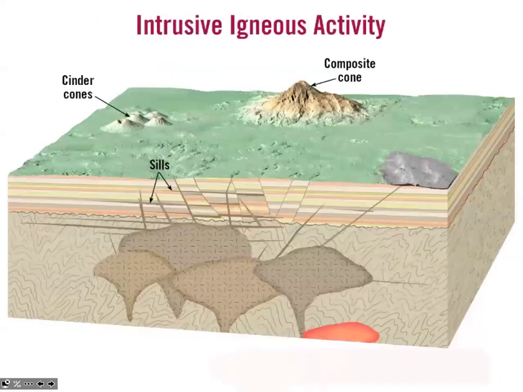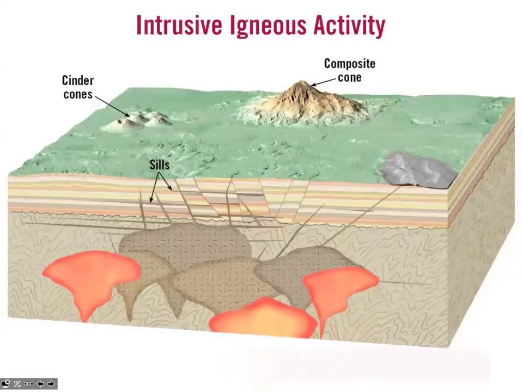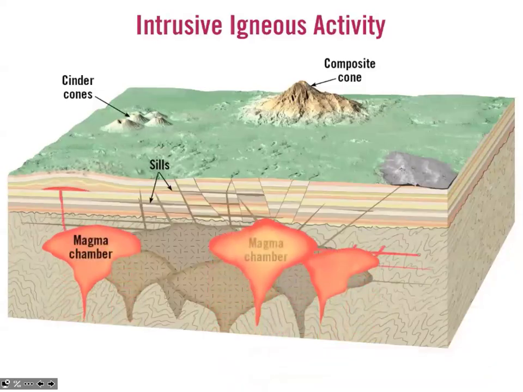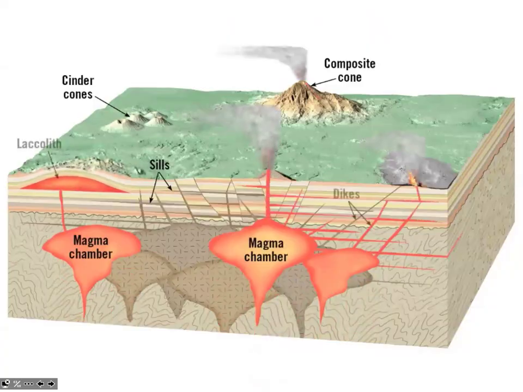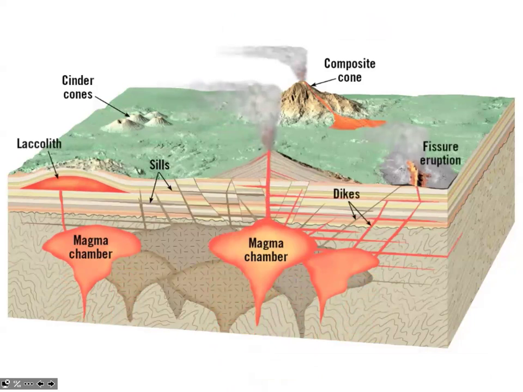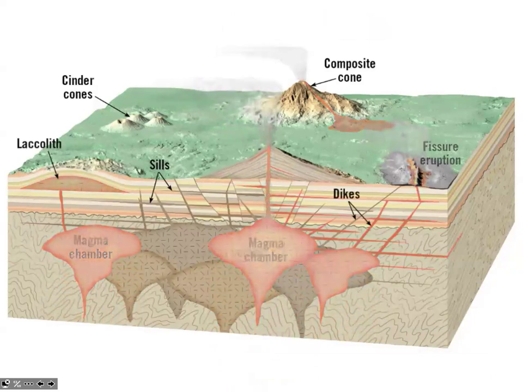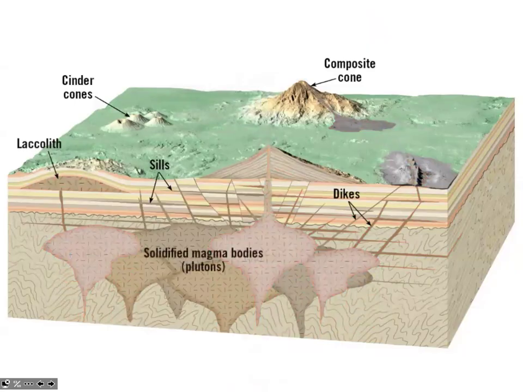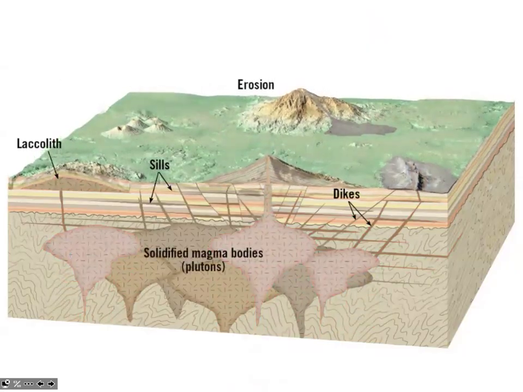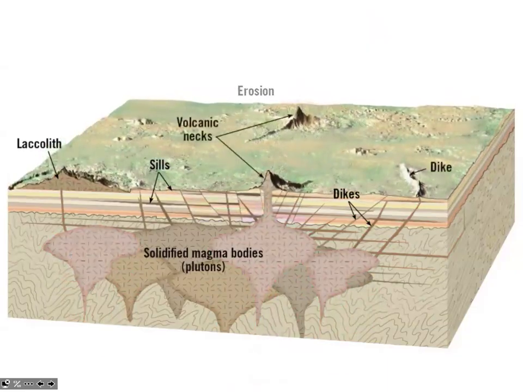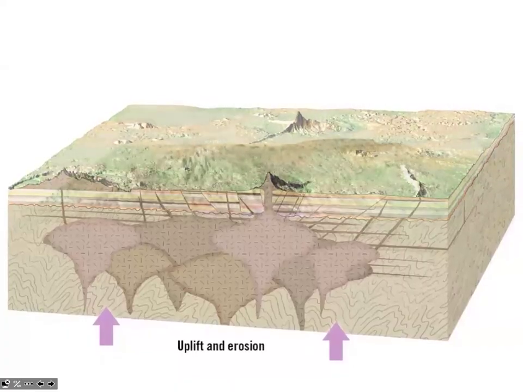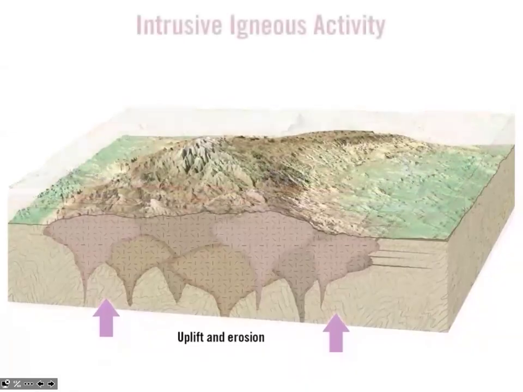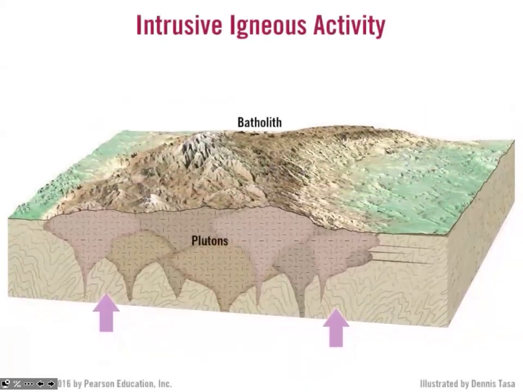So here are some examples of intrusive igneous activity. This animation shows magma rising toward the surface, feeding two volcanoes and a fissure eruption. Magma is also moving into fractures and between bedding planes. When this subsurface magma cools, it produces intrusive igneous features such as dikes, sills, and laccoliths. A period of erosion exposes these intrusive features, as well as two volcanic necks. Continued uplift and erosion eventually exposes a massive igneous structure called a batholith. Batholiths form the core of some prominent mountain ranges, like California's Sierra Nevada.